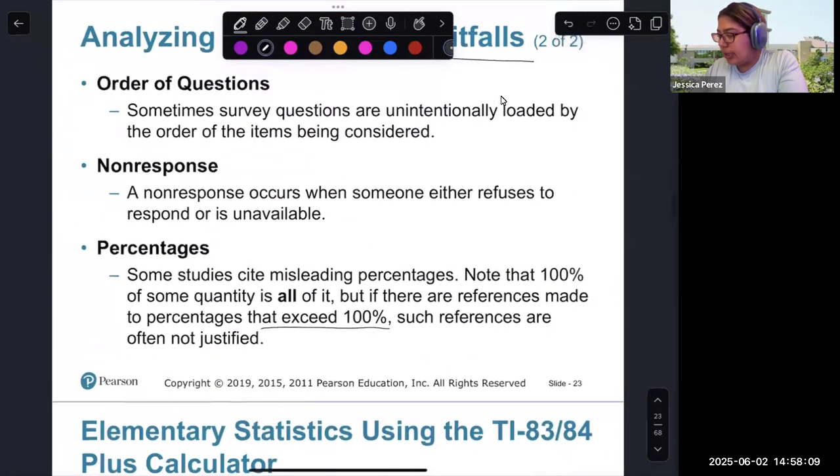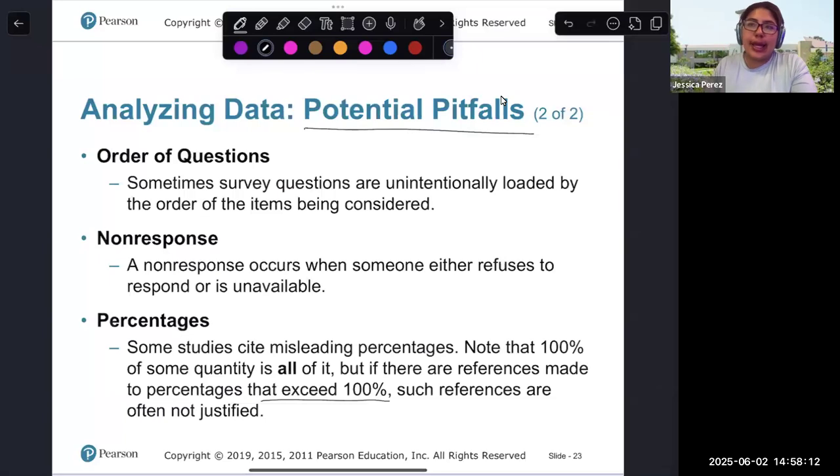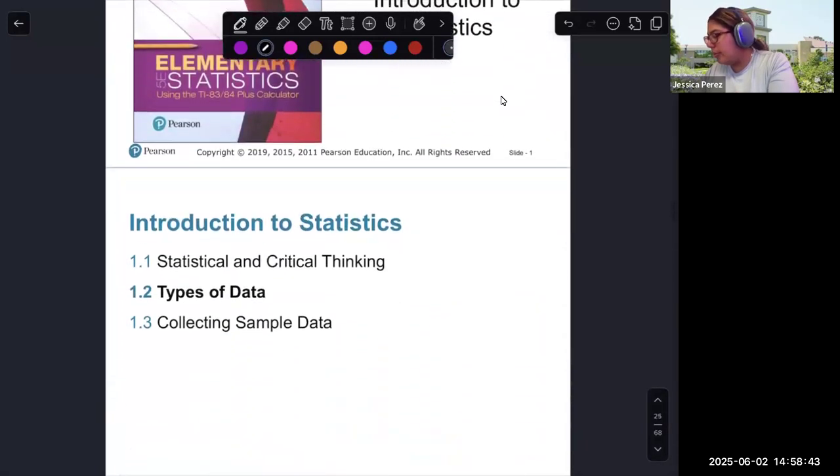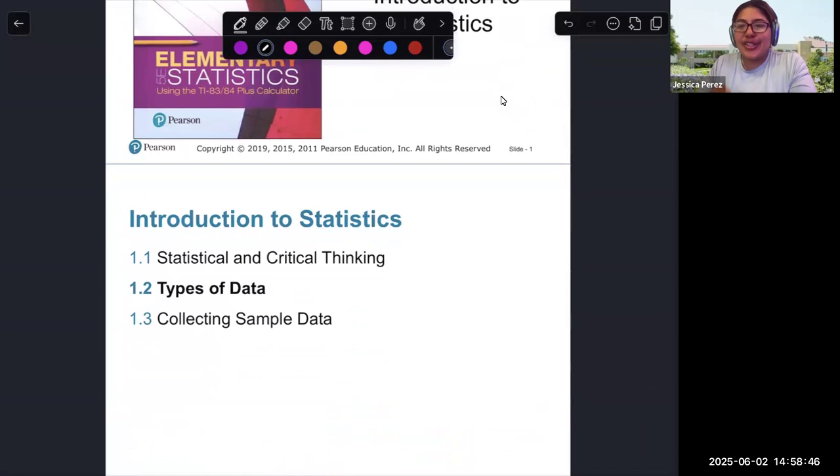So hopefully, as we're going along, we're determining and analyzing the things that can occur in statistics. We are going to look at the context of the statistics, the data, what type of sampling, analyzing through graphs, and then, of course, doing our conclusions, which can lead to the potential pitfalls that we just discussed. Again, this is just a brief introduction of what statistics is. We are going to move on to section 1.2. So hopefully you guys are still with me.